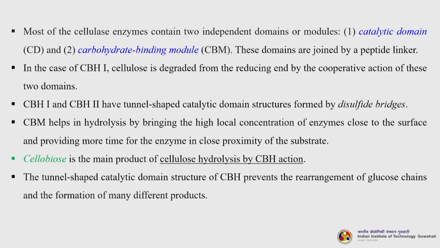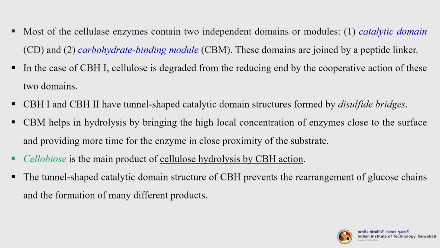So, most of the cellulase enzymes contain two independent domains or modules. The first one is the catalytic domain, which is shortly known as CD, and the second one is the CBM, which is the carbohydrate binding module. Now, these domains are joined by a peptide linker. In the case of CBH1, cellulose is degraded from the reducing end by the cooperative action of these two domains.